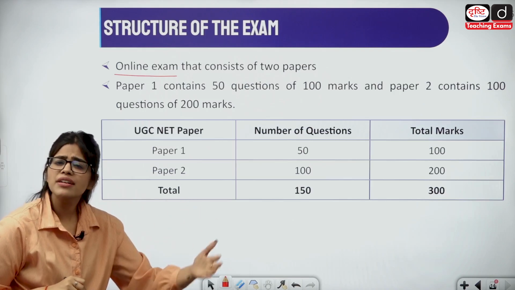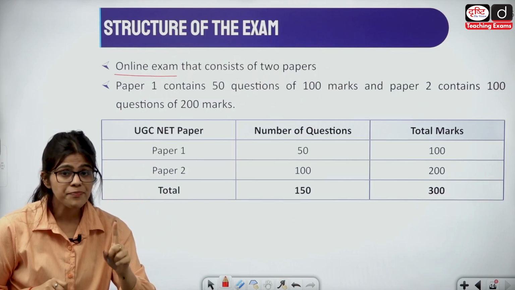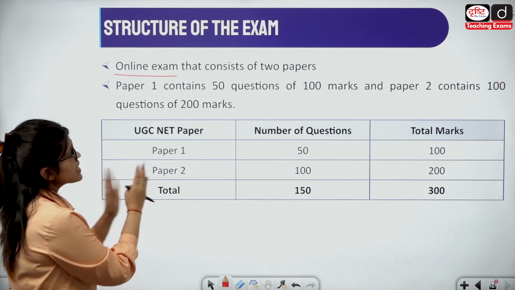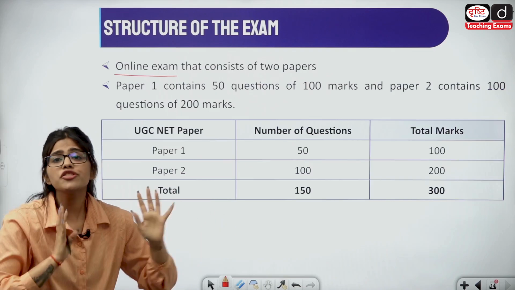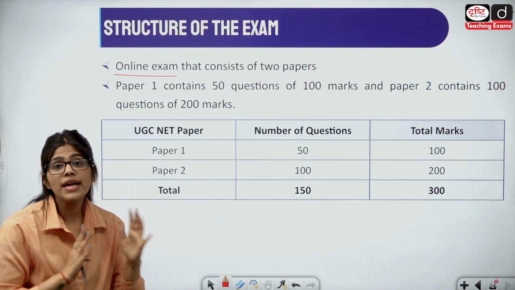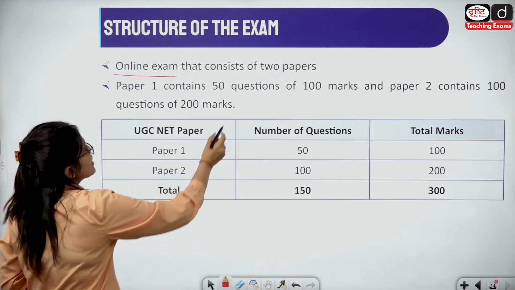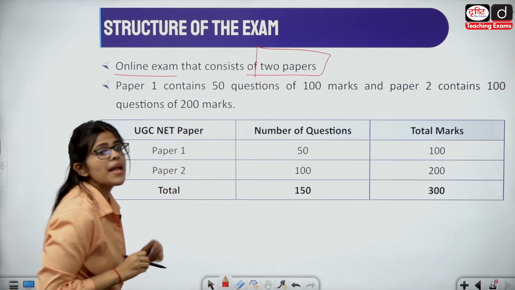NTA is trying to regularize and conduct the exam properly, right? So, the exam would be conducted twice in a span of 1 year. This means that you have the golden chance to clear this exam twice a year. Then there are 2 papers that are seen simultaneously.